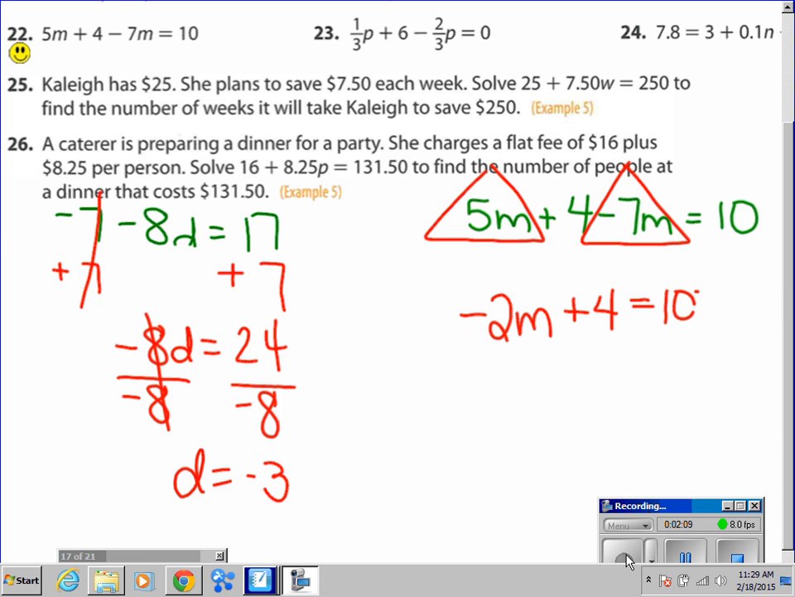All right, next, what should I do? What is the next step? Yep. Subtract 4 from 4 and from 10. Okay. These will cancel. -2m equals 6. What's the inverse of multiplying by -2? Divide by -2. Otherwise, if you did a +2, you'd be left with a -m, and you'd have to change that later. So m equals a -3 for that answer also.